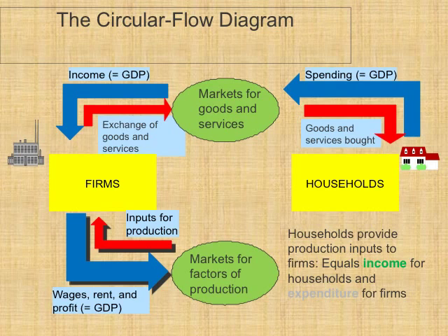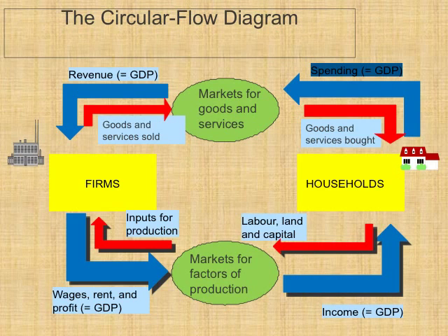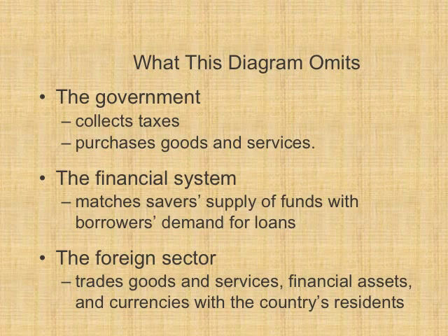The firms in turn use the money they receive from sales to pay workers' wages, landowners' rent, and firms' owners' profit. This income flows through the markets for the factors of production. In the economy, money continuously flows from households to firms and then back to households. The real economy is more complicated.